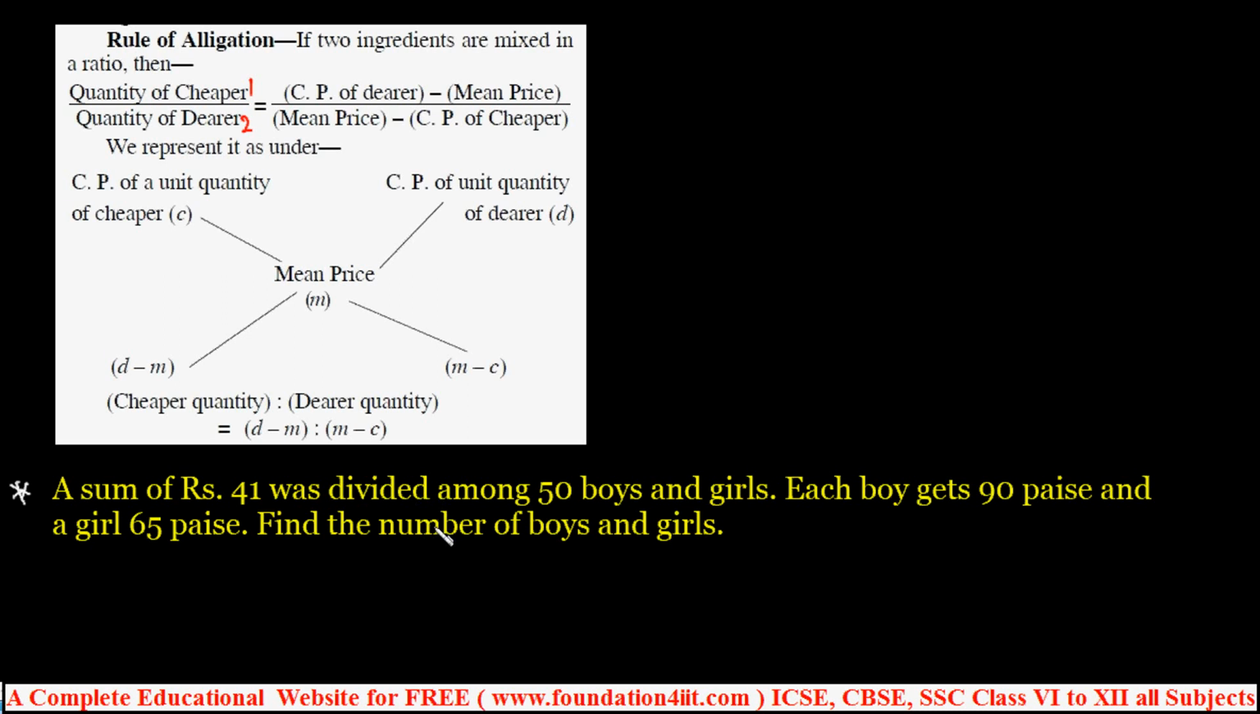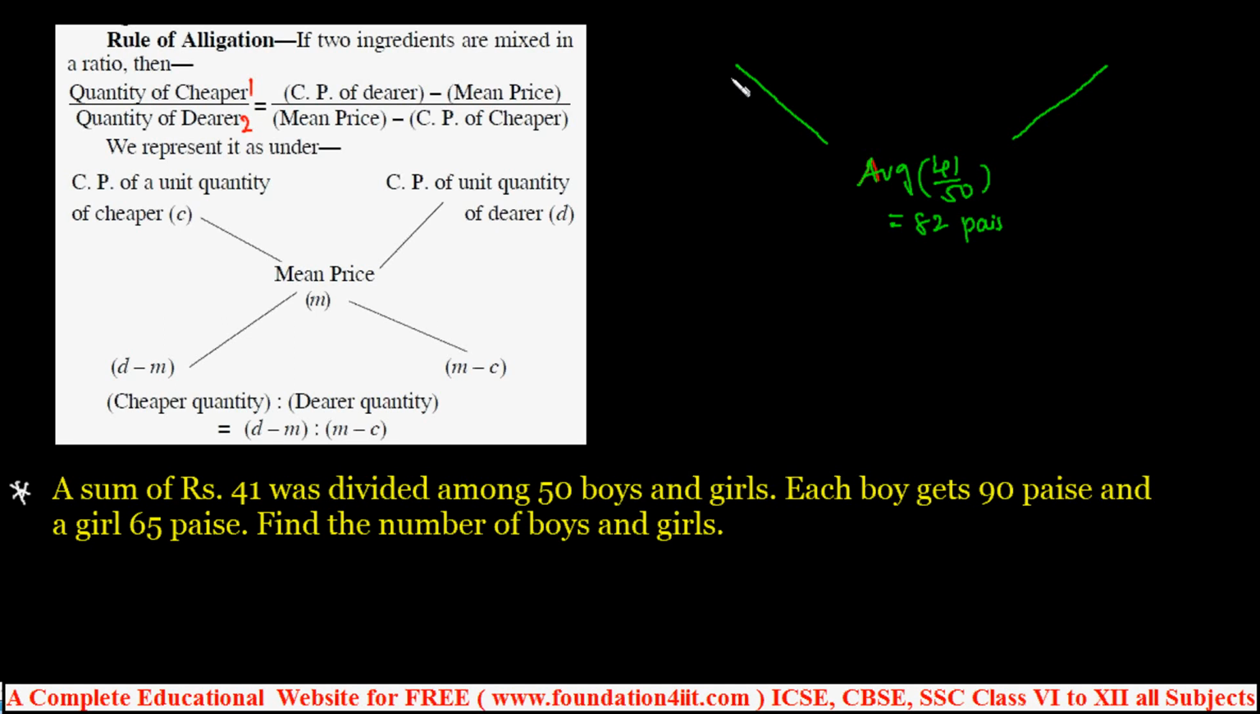Okay, according to this problem, let us see how to calculate. We need to find out the number of boys and girls. So the ratio of the number of boys and girls is equal to, first of all, the average at the center. Average is how much each one is getting: total 41 rupees divided by total strength, 41 divided by 50, which is 82 paisa. So 82 paisa is the average for these two quantities.